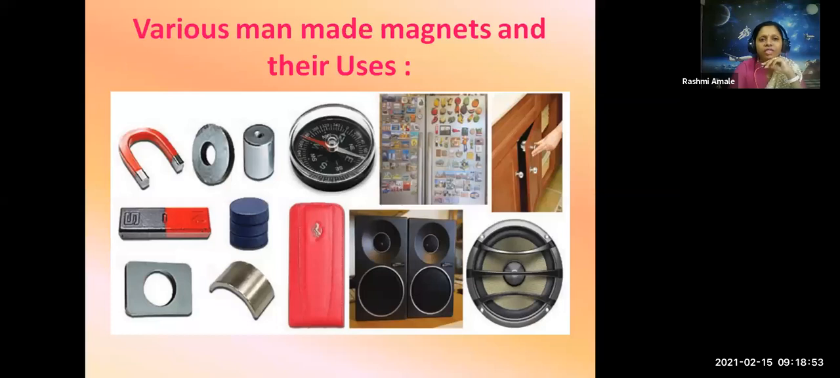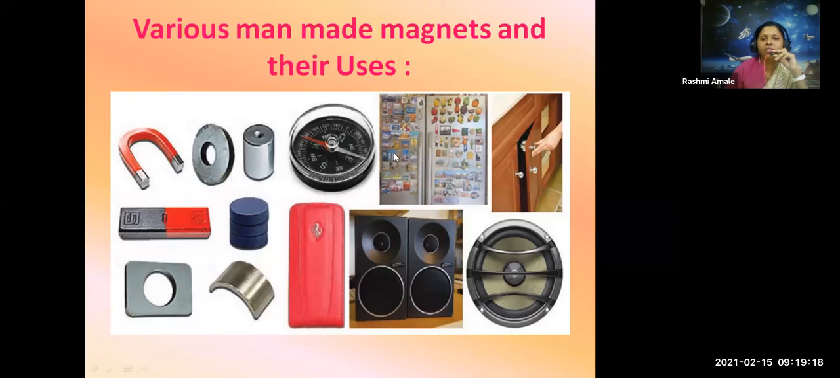See, again you can see a picture in which there are different man-made magnets and their uses. So on the left hand side you can see the different shapes of magnet: a horseshoe magnet, ring shaped magnet, cylindrical magnet, bar magnet, disc magnet, again ring shaped. This is another shape of magnet. But what is this? Can you see this? This magnet is called Mariner's compass.